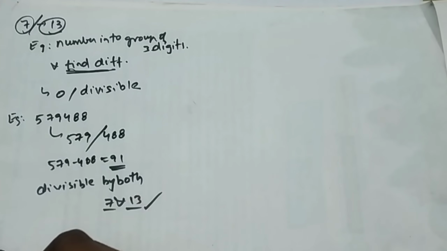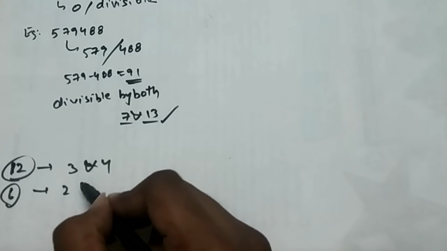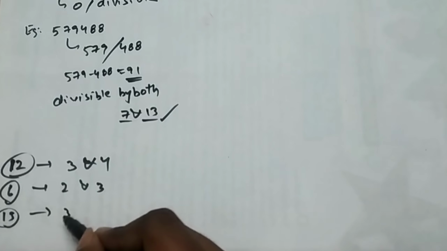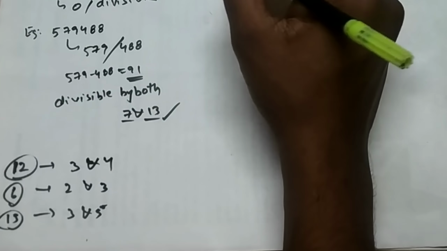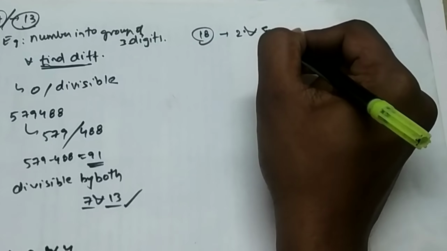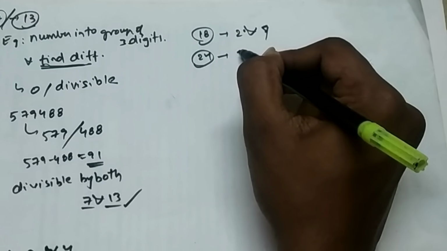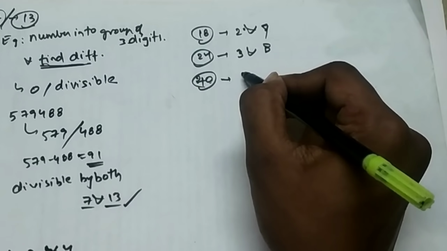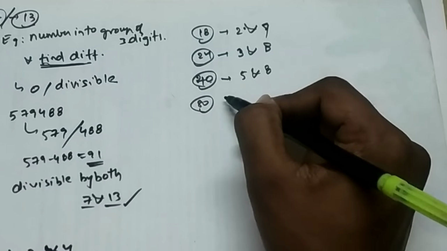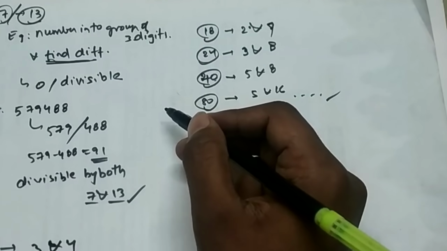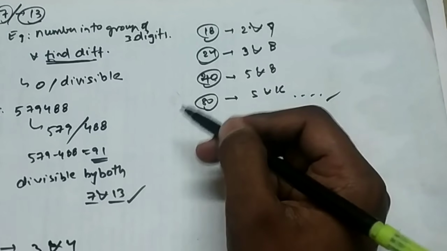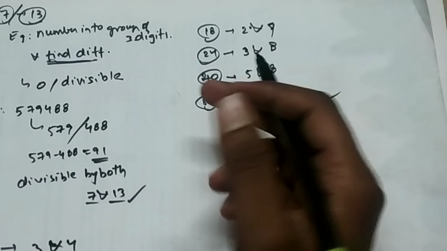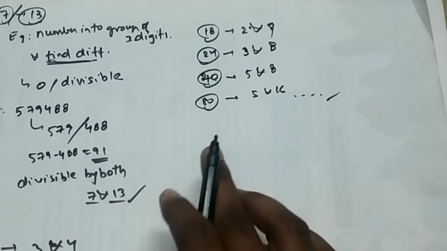Let us take a few examples like 12, 6 and 15. If we take 12, it is divisible by 3 and 4. If we take 6, it should be divisible by 2 and 3. If we take 15, it should be divisible by 3 and 5. Let's go ahead. If we take 18, 2 into 9, so 2 and 9; 24, 3 into 8, 3 and 8; and 40, 5 into 8; and we'll take 80, 5 into 16. To see whether the number is divisible or not, we will see the multiples. So it will be easy for us to see the divisibility.